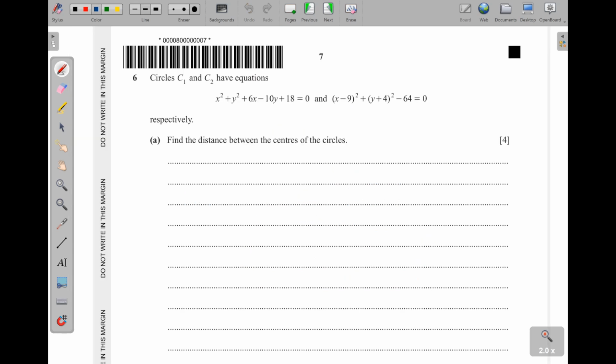Question 6 is coming from coordinate geometry, in particular circles. Circles C1 and C2 have equations x squared plus y squared plus 6x minus 10y plus 18 is equal to 0. And then this one, so this one is in the expanded format. This one is in the completed square format. Then they are saying find the distance between the centers of the circles. So between the centers of the circles, you need to get, of course, the centers.